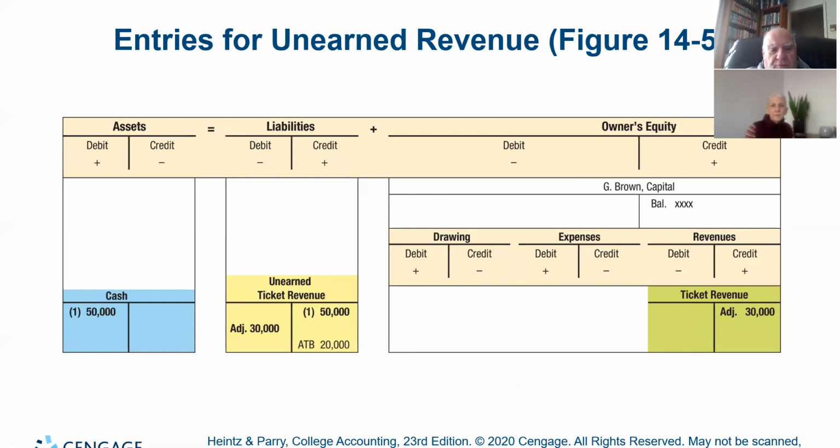Entries for unearned revenue. Well, they're just repeating it here. We had a balance of $50,000 at the beginning. Unearned revenue. Now we've decided that we've acted $30,000 out of that. Now the balance is 20. I guess they have 20 more shows to do, and debit the unearned revenue, or rather credit sales, ticket revenue.